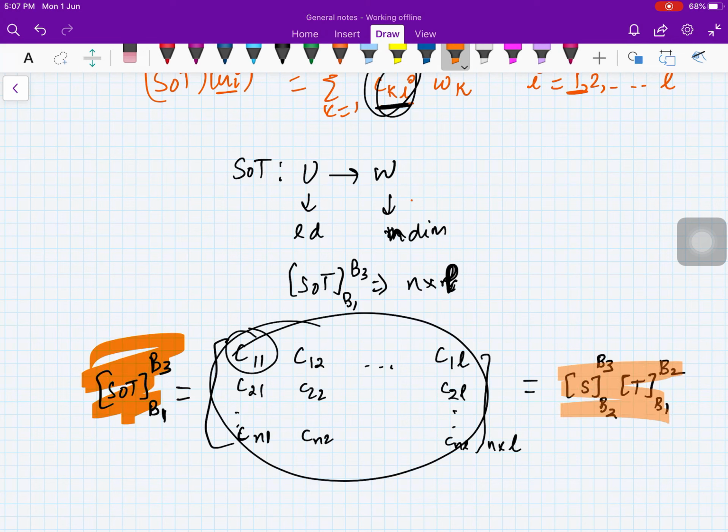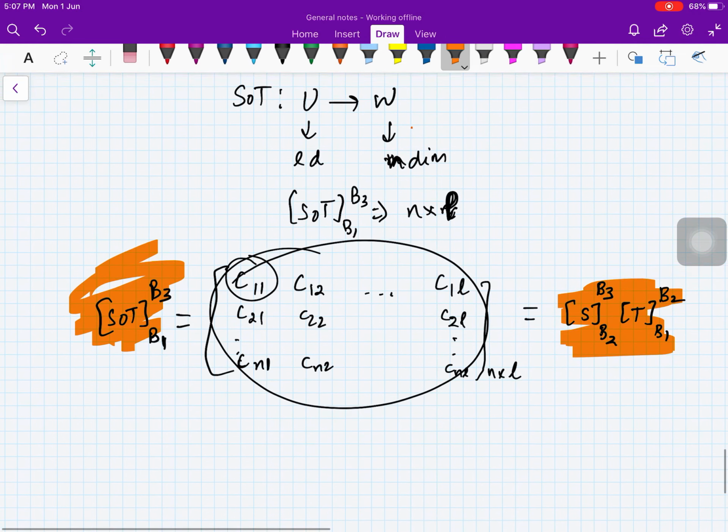So this is an important result which we are going to use many times, and in the next video we will look at an interesting example where we'll verify this result: that the matrix of the composition of linear maps is the product of the matrices of each map, right?